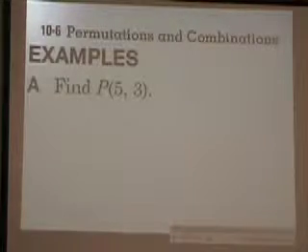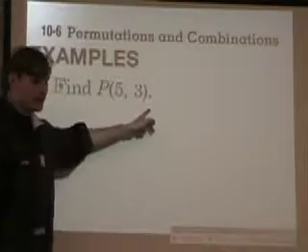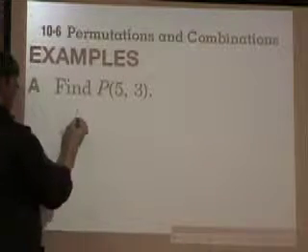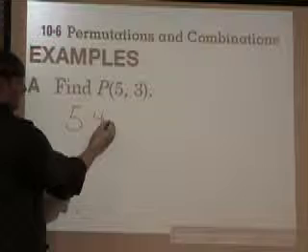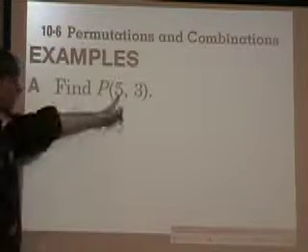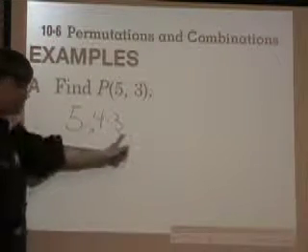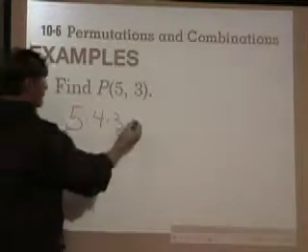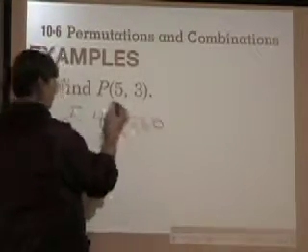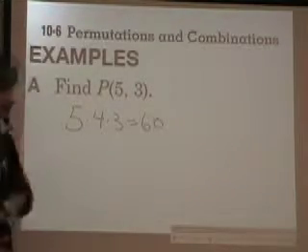So here they want us to find the permutation 5, 3. So we start at 5 and we go 3 down. 5 times 4 times 3. So I started at 5 and I went 3 of them. 1, 2, 3. 5 times 4 is 20 times 3 equals 60. So the permutation 5, 3 equals 60.